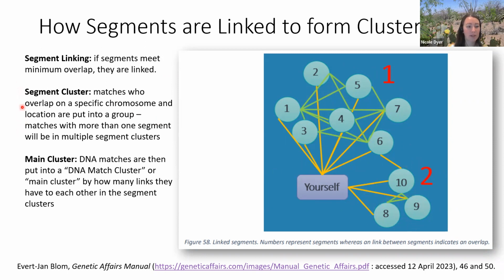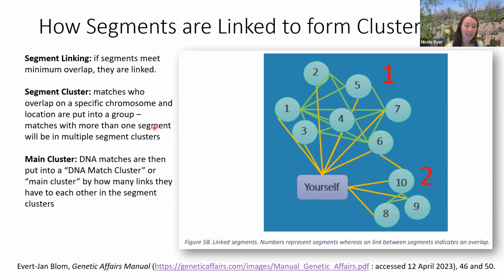So that's the second thing that happens: after all of the linking is done and these people all overlap, then when a bunch of people overlap with each other, that's called a segment cluster. And this is a group of matches who overlap on a specific chromosome and location. So chromosome 11 or chromosome 12 and start point XYZ, end point XYZ. And if they overlap there with the minimum that you've set, then they're put into a group. And so if you have a match with 3 segments, that match will be in 3 segment clusters, one for each segment. So matches with more than one segment will be in multiple segment clusters. So these are just groups of matches based on one of their segments and how they overlap with others.